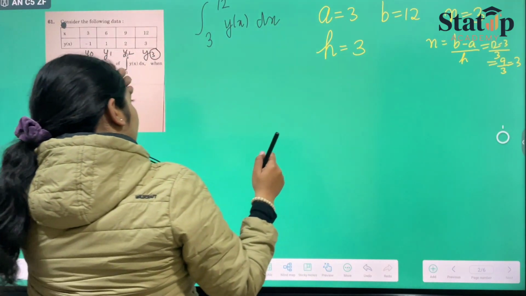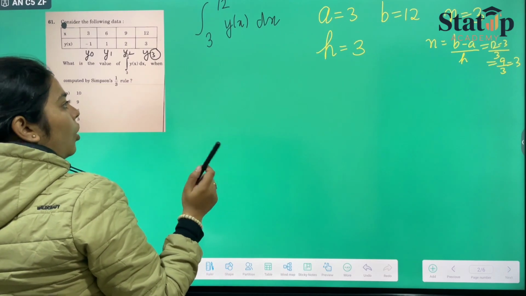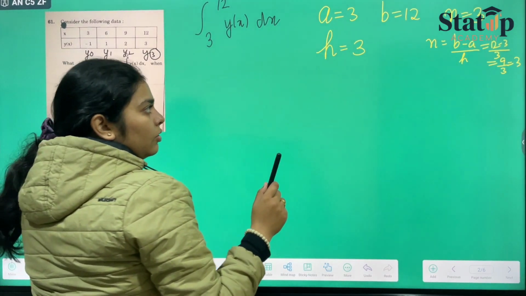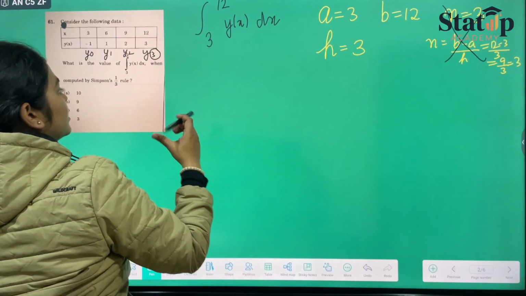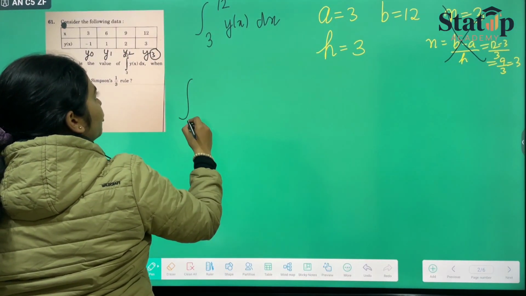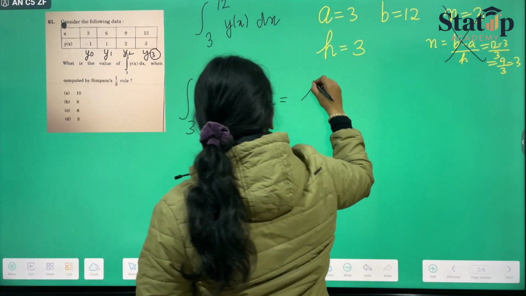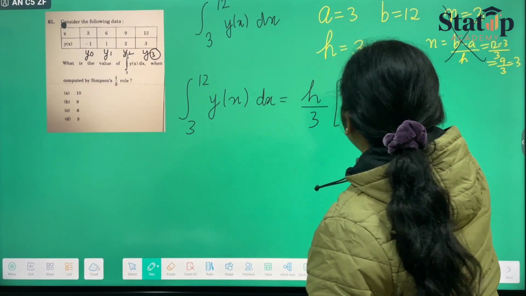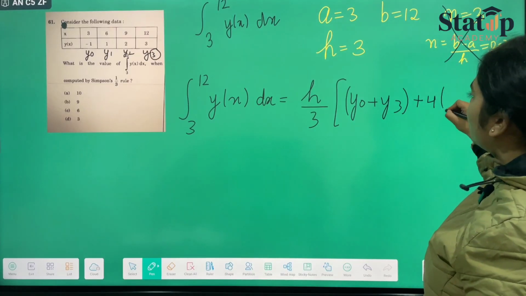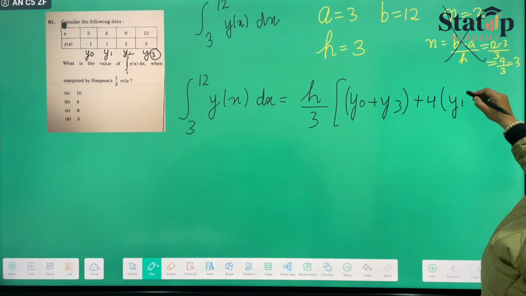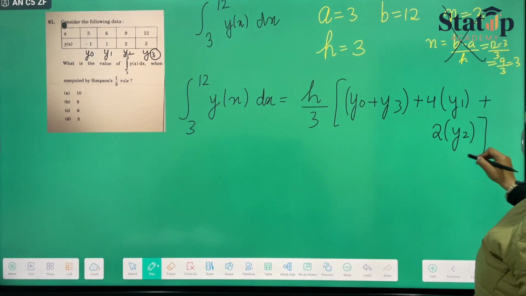So we have found out all the things. Now we just have to put it in the Simpson's formula. No need to find n in here. H we have to find out, but no need to find n. So let us put the values in Simpson's formula. From 3 to 12, y(x) dx, we can write it as h upon 3 into y naught plus the last one, y3, plus 4 times of all the odd numbers in between, which is only y1, plus 2 times of all the even numbers in between, which is also only y2.